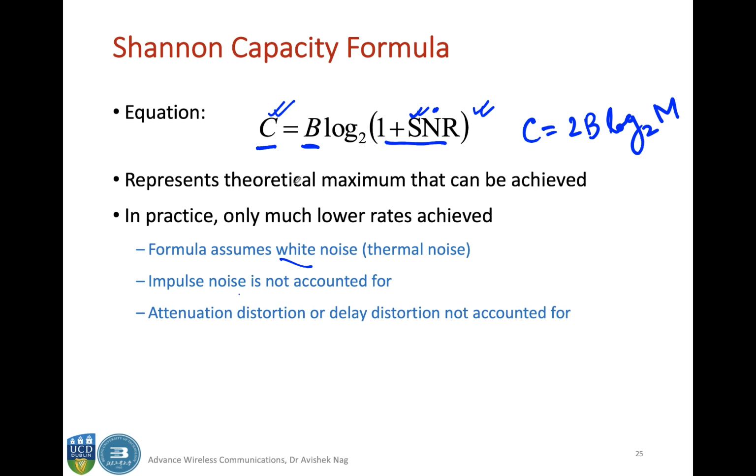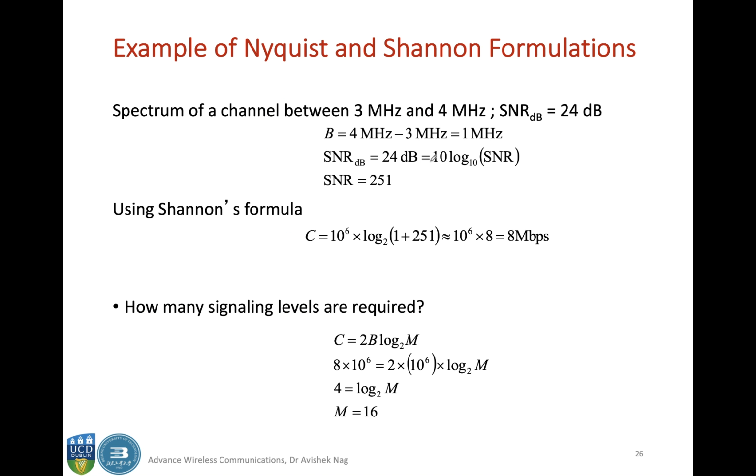So again, in digital communication class we will try to derive this formula at some point in this semester. So you will see then how this formula evolves from some basic assumptions. All right, so let's do an example, an example to check the Nyquist and Shannon formulations.